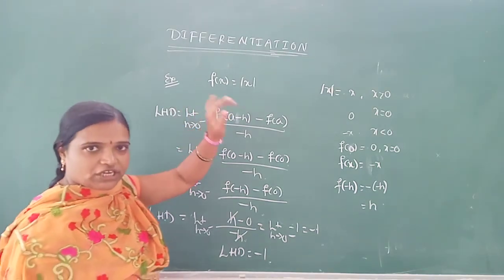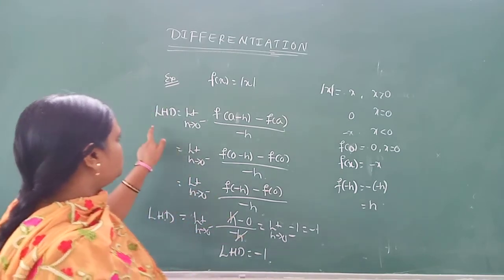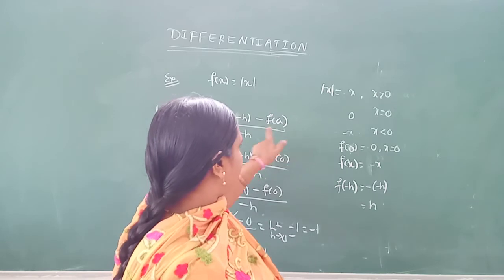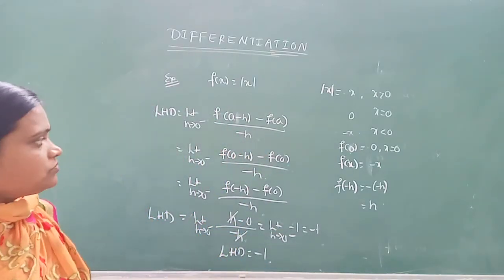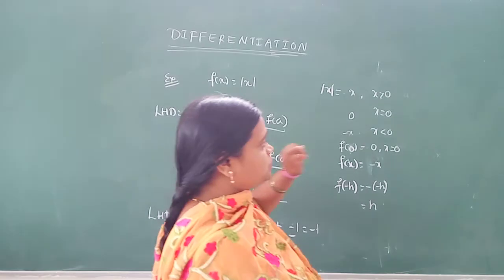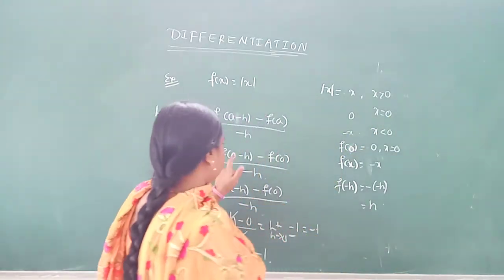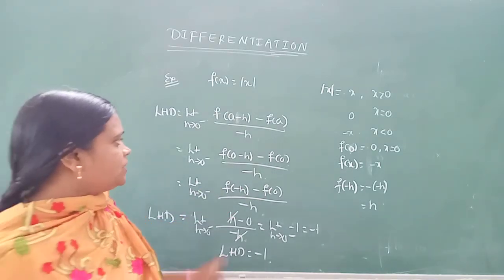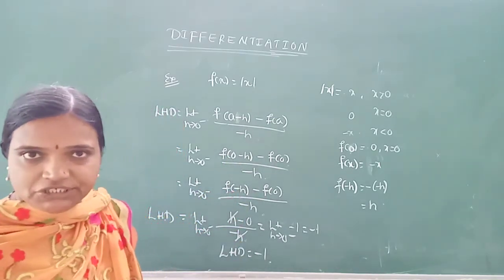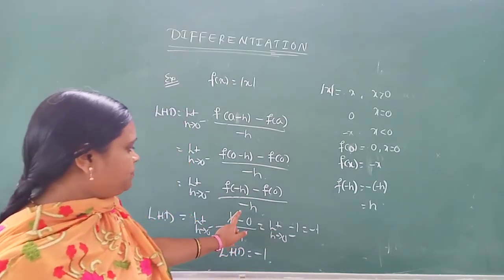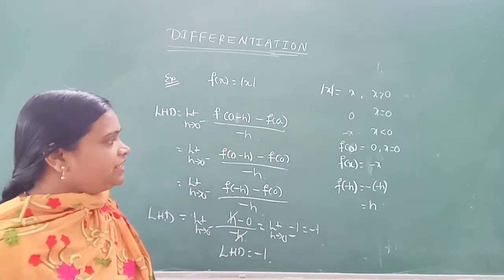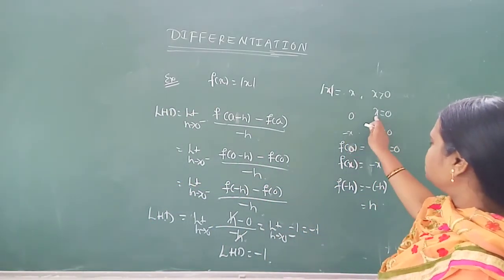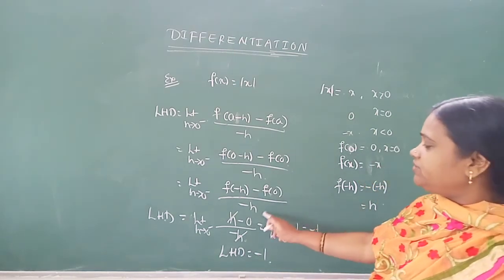What is given? Function f of x is mod x. According to the left hand derivative, we know that limit as h tends to 0 minus is f of a minus h minus f of a divided by minus h. Okay, but our a is what here? 0. Therefore, replace a as 0. F of 0 minus h minus f of 0 divided by minus h. Correct. F of 0 minus h we can write as f of minus h minus f of 0 divided by minus h. Okay. Next, f of x is x. Substitute x as 0, what will it be? 0. Therefore, f of 0 is 0.